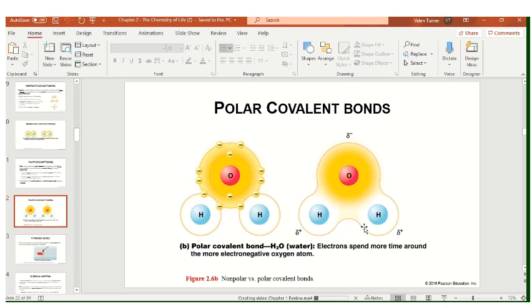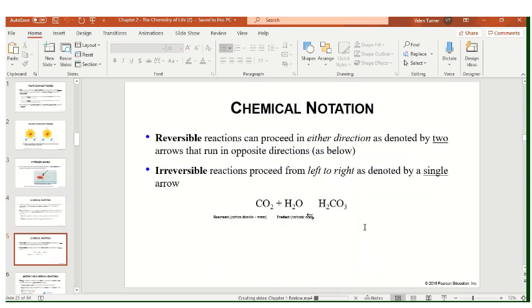So know your bonds in order from strongest to weakest, or weakest to strongest, and know what's going on in each bond. Just rewind if you need to hear it again.